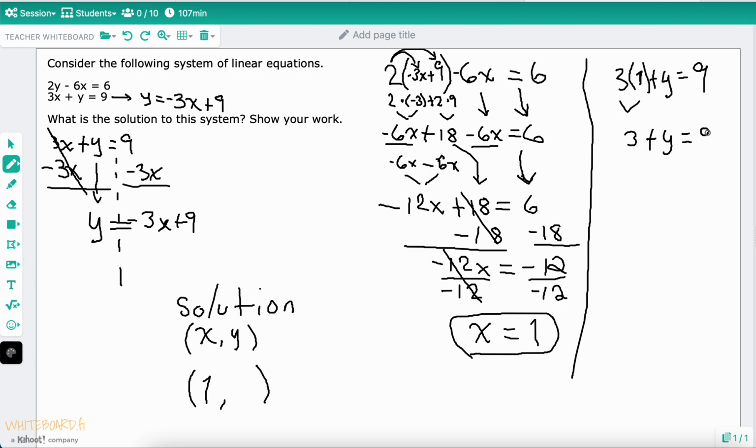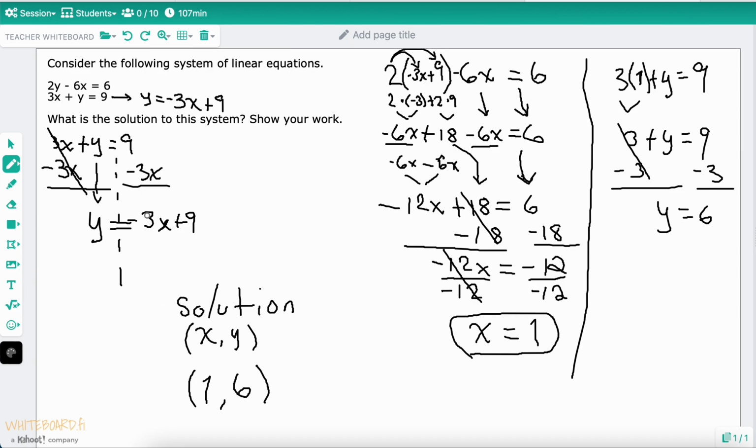Again, at this point, some of you already know what this is, but I will take the extra step. Since this is plus, I'm going to subtract the 3 on both sides of the equal sign. On the left side is 3 plus y minus 3, so I get to cross this out. And on the right side of the equal sign is 9 minus 3, so y equals 6. That is what you're left with. So our solution is 1 comma 6.